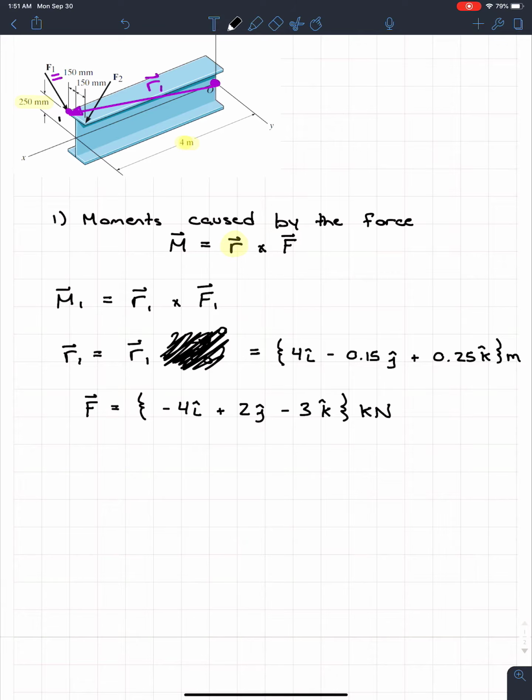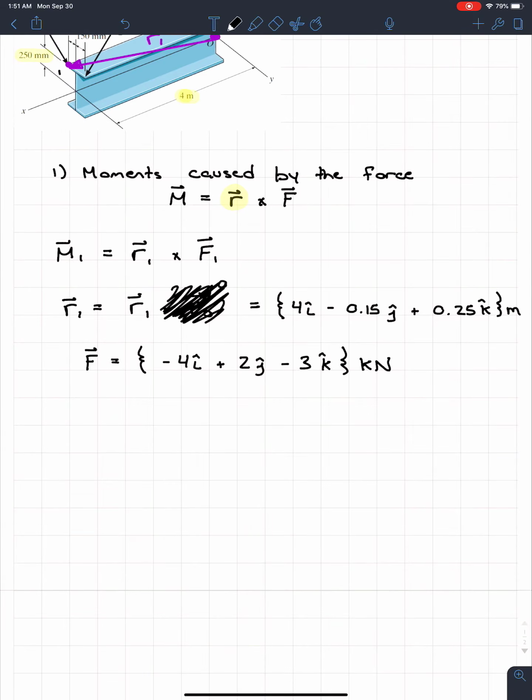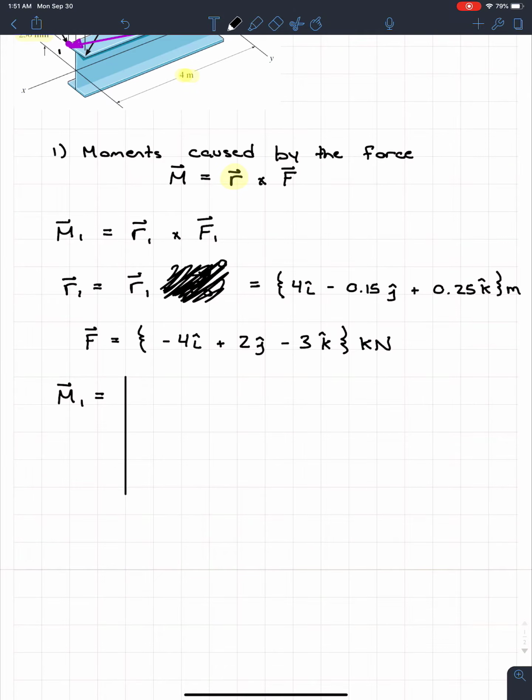So we know that moment 1 must be equal to R1 cross F1. So what we can do is start writing our determinant or our matrix, whatever you guys prefer. And we know that the top row for this is always going to be i, j, and k. Always. If you forget about that top row, I actually believe it's on the formula sheet, so just take a quick skim at the formula sheet if you're curious.